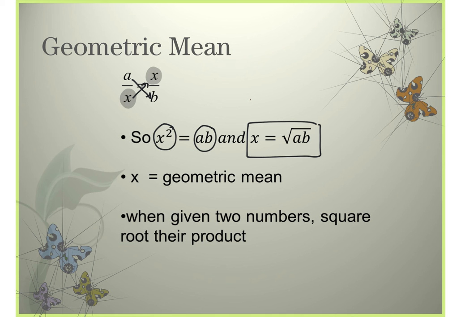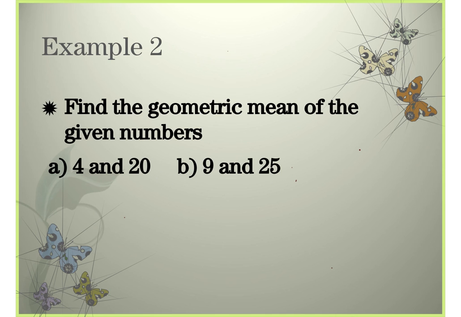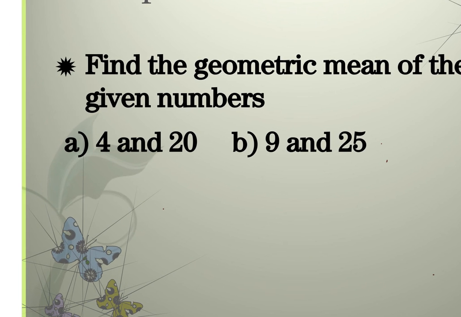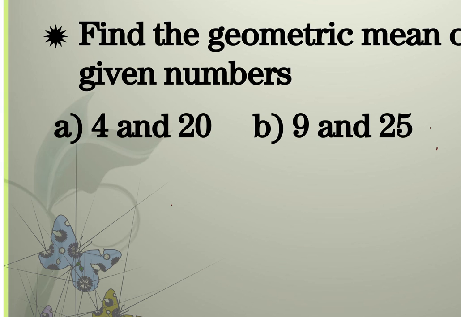All right, let's just see 2 examples really quickly. So we're asked to find the geometric mean of the given numbers. So for 4 and 20, to find the geometric mean, you just say that the mean equals the square root of 4 times 20. So plug into your calculators. 4 times 20 should give you 80, right? And then you take the square root of that. So you're going to get the square root of 80, which is 8.9.